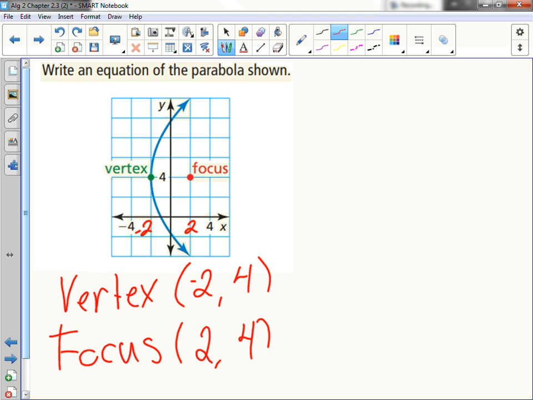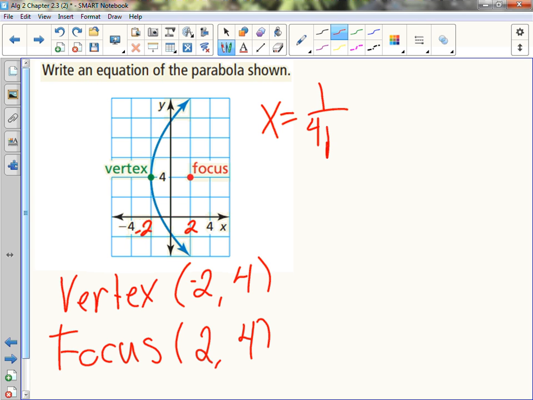So here, which value changed? The x's or the y's between the focus and vertex? The x's, yes? So we're still dealing with the same equation. X is equal to 1 over 4p times y minus k squared plus h. We're still working with this equation here.